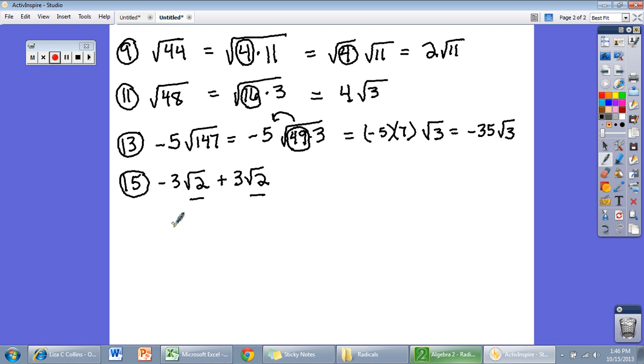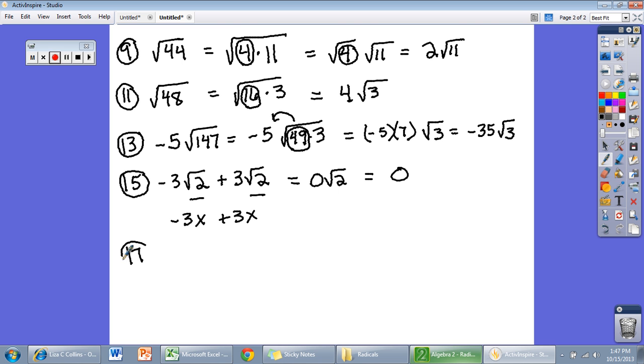This is the same thing as saying -3x plus 3x. Okay, but instead of x, our variable is the square root of 2, or our like term is the square root of 2. So -3 square roots of 2 plus 3 square roots of 2 is going to give us 0 square roots of 2, which we would just write as 0, because 0 times anything is 0.